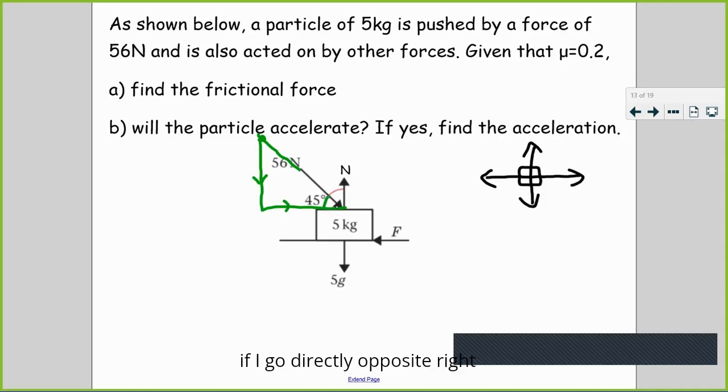Okay, so if I go directly opposite right through this, this will give me 56 sin 45. And the other force is adjacent, that will be cos. So that will be 56 cos 45.